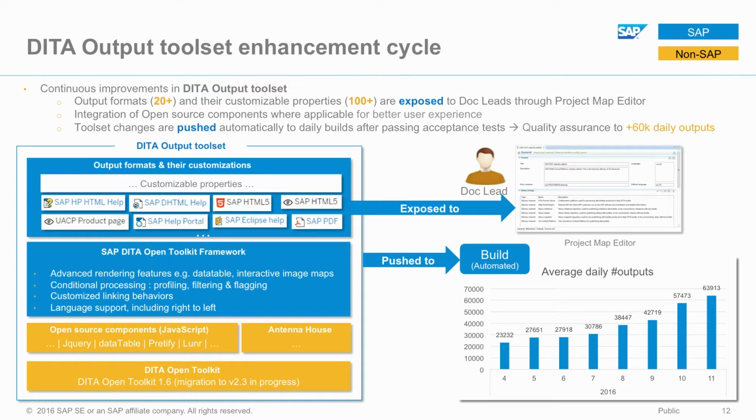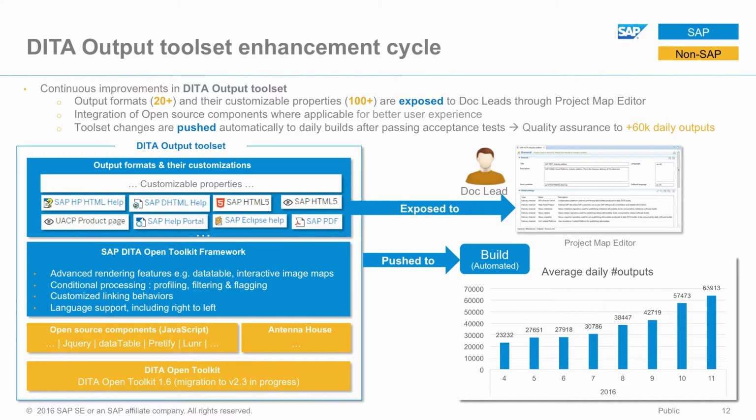We have around 20 trans types, and all the customization properties, more than 100, are exposed in the project map editor I mentioned before, and this is available to the doc leads to compose the way they would like to configure their project. And we have a process to make sure that the whole stack here is passing some acceptance tests, because this is automatically pushed to the whole build process once this is fully validated.